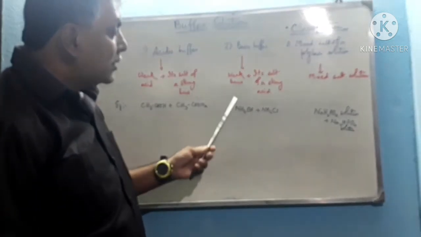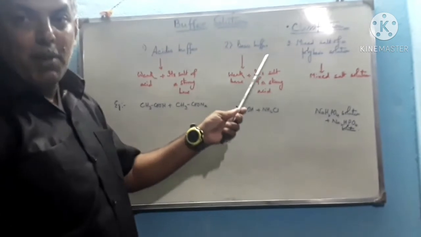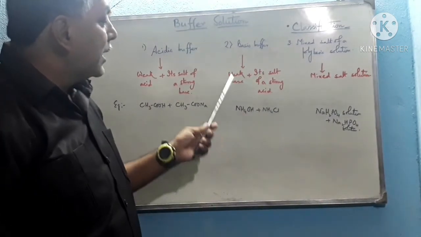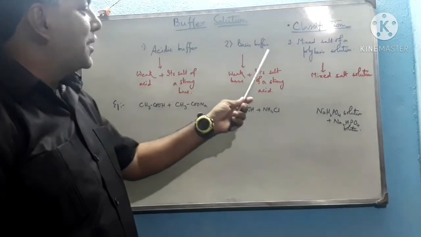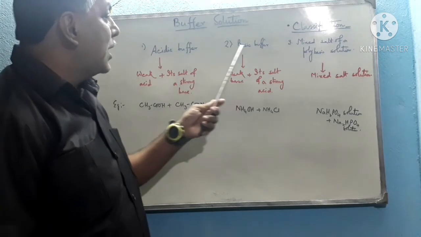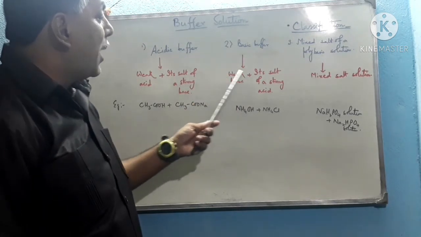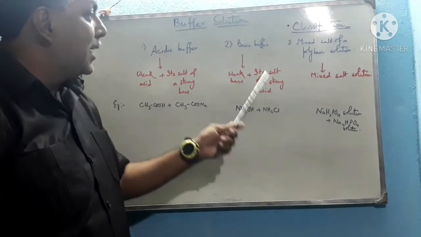That's why the ammonium hydroxide and ammonium chloride mixture is called the basic buffer. Since ammonium hydroxide is a weak base, that's why it is called the basic buffer, because the buffer solution is named on the basis of the weak part of the substance present in this mixture.